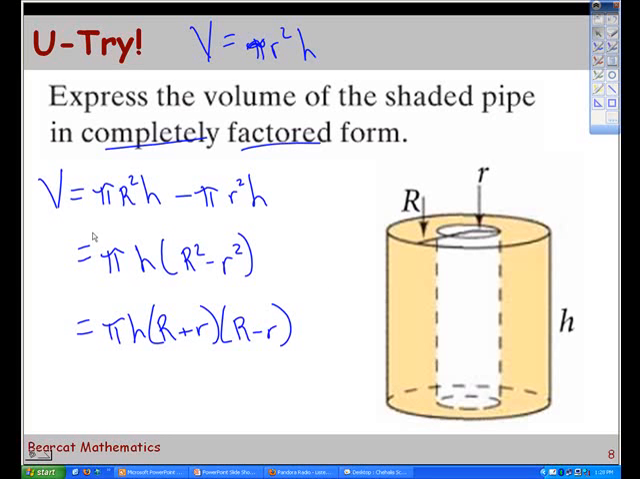I factored it to the front. So I took the pi out of this term and out of this term, it came to the front. If I redistributed, pi and h times big R squared would put me back here. Pi and h times little r squared would put me back here.